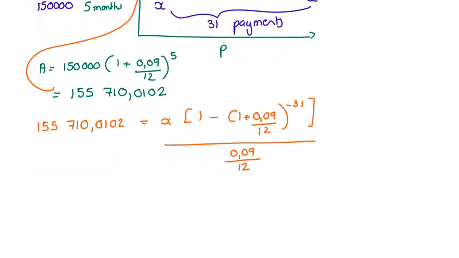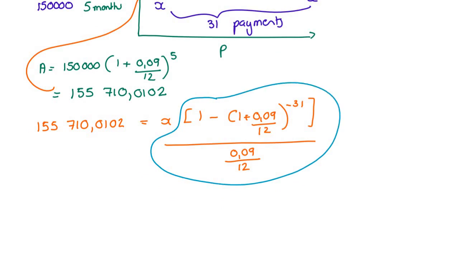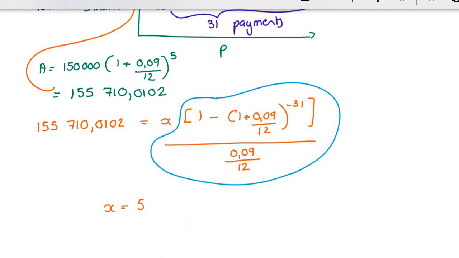Right. Now, once again, we've done this before. This number here is just the coefficient of x. So I'm going to work it out and divide by it on both sides. So I get that she must make monthly payments of 5,648 Rand and 15 cents. Okay, so that one was trying to show you the built-in idea of the interest.